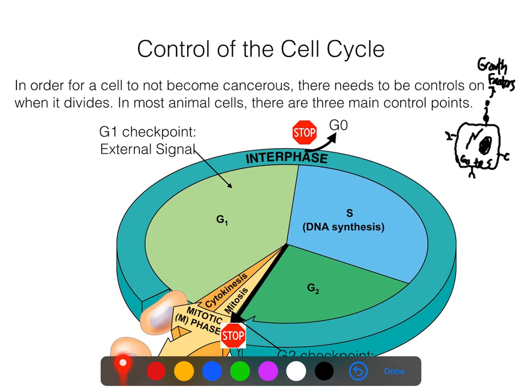What this is basically is a timer. DNA synthesis is going to take a certain amount of time, and DNA synthesis is not perfect. You make mistakes. All living things make mistakes when they replicate their DNA. And if these mistakes are not fixed, then they result in mutations.